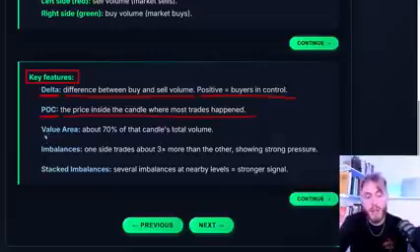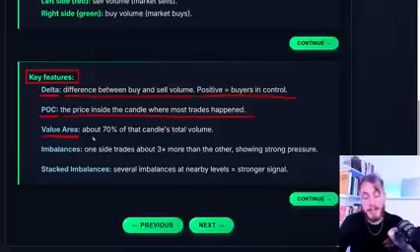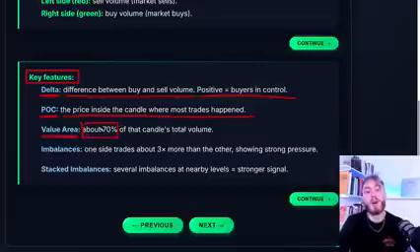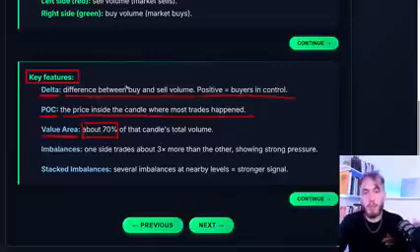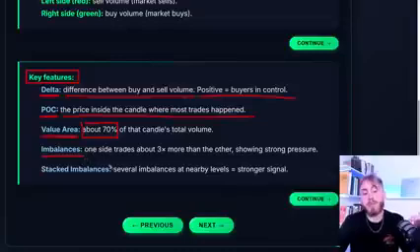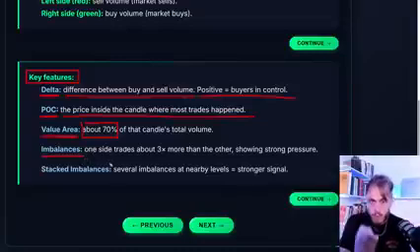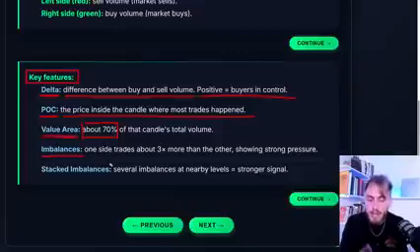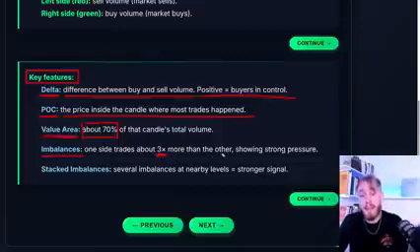Here, we also have the value area. And this one you also know about. This is the area, but in this case inside the candle, where about 70% of the candle's total volume got traded. But here we're starting to get into some newer concepts. The first concept you need to know about is called imbalances. An imbalance, when it comes to volume footprint, is when one side trades 3 times or more than the other side.